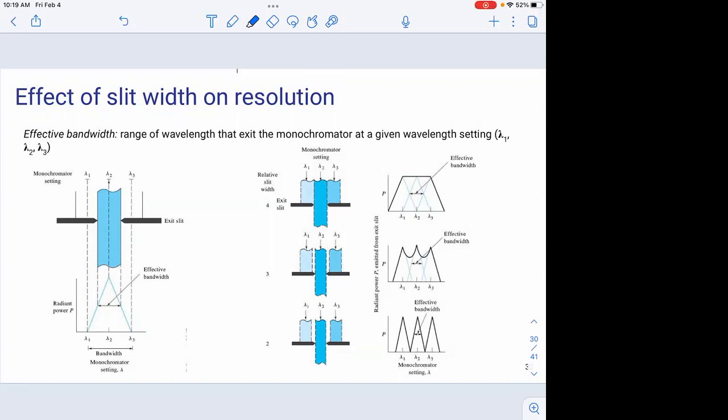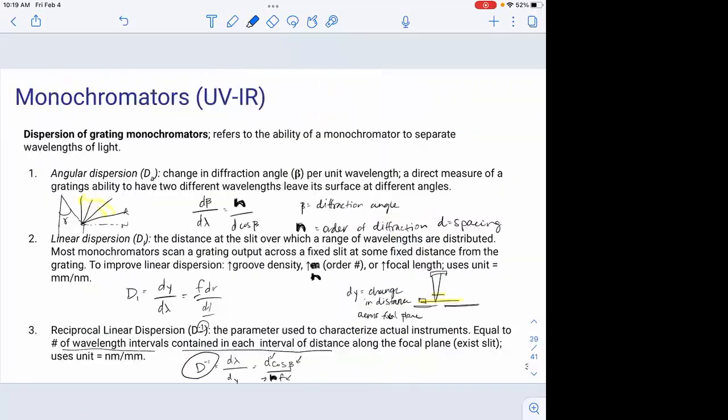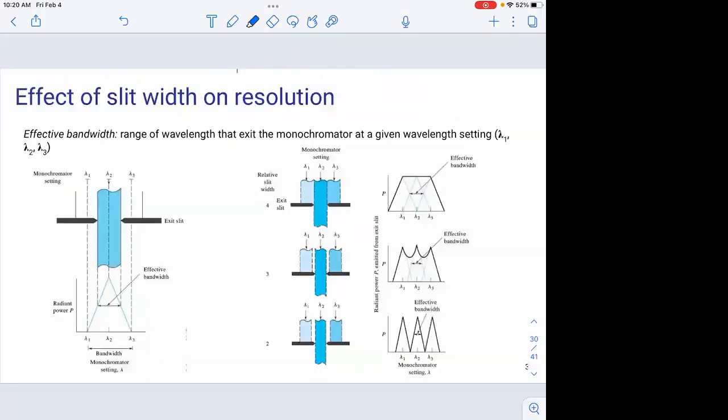And so think about the effective bandwidth of an exit slit as if, let's say I had polychromatic light with 3 wavelengths. Okay, so I have 1, 2, and 3. If I want only 2 to make it through, I need to adjust the exit slit width so that the effective bandwidth of my exit slit would be equivalent to the width, actually half the width of my exit slit.